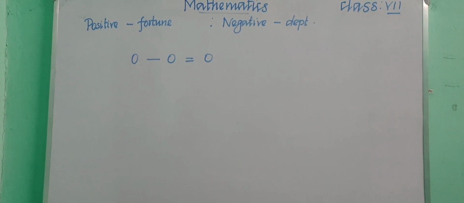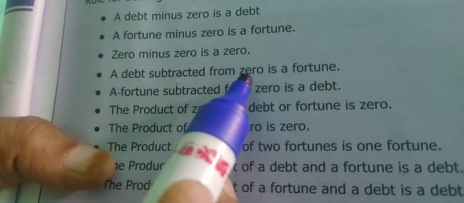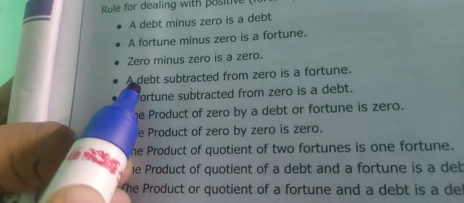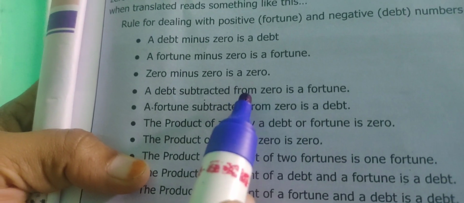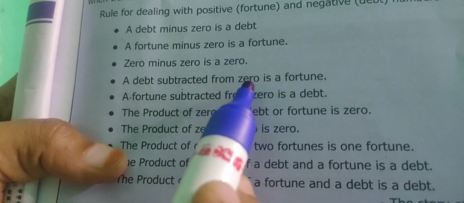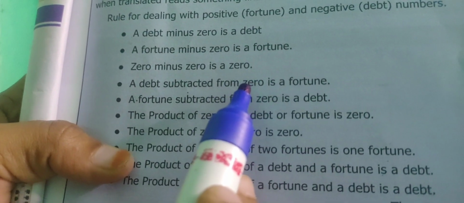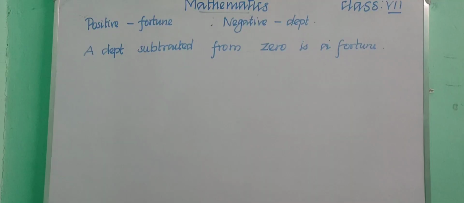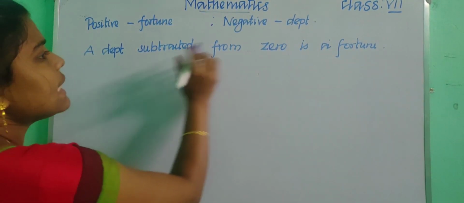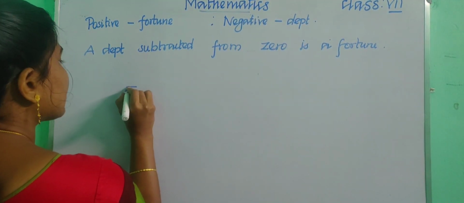Okay, children, let us see the next rule. See, a debt subtracted from 0 is a fortune. From means, after the word from, the term after the word from is the first one. So 0 minus debt, 0 minus a negative number is a positive number. Okay, children, so let us check. So what is debt? Debt means negative.